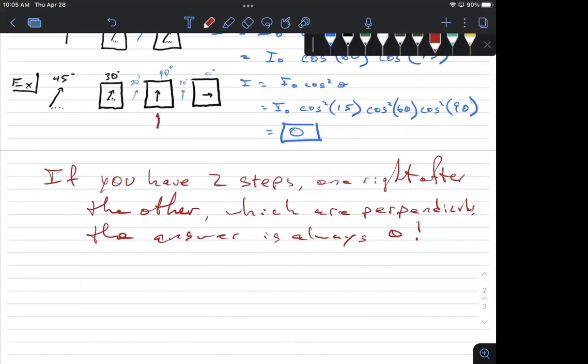Here, these two steps, this one and this one. Notice these two filters, one right after the other, are perpendicular to each other. The first filter there is at 90. The second filter is horizontal at 0. Well, vertical and horizontal are perpendicular to each other. And anytime you see that with nothing in between, that is, there's not another filter between these two, it's just this filter and then the very next filter is perpendicular. That will always block all of the light.